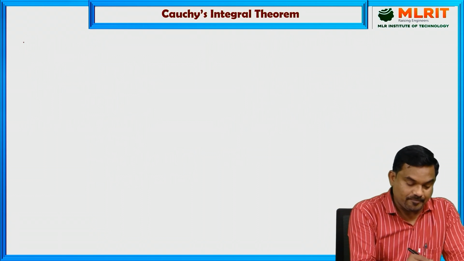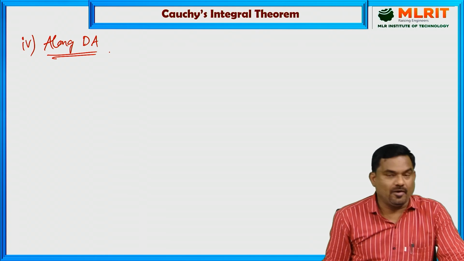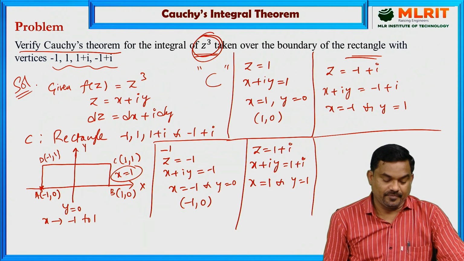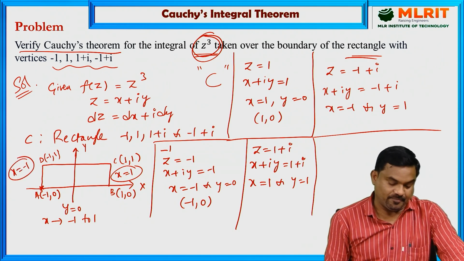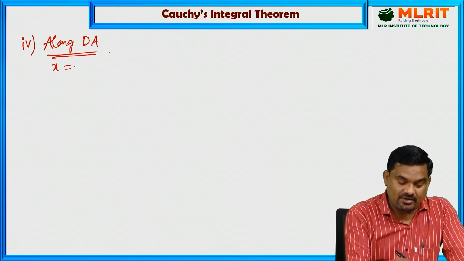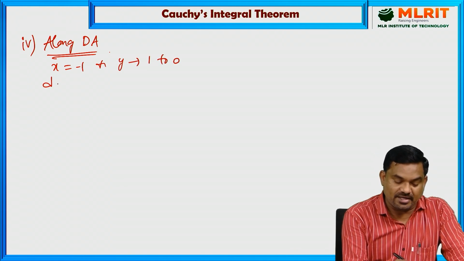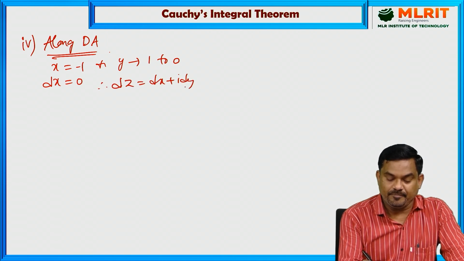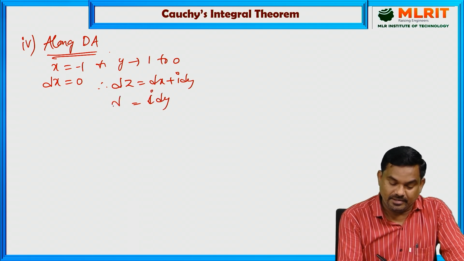Now, the fourth one, along DA. Now, along DA, once again go back to the curve. Along DA, here the x value is fixed, x equal to minus 1 and y changes from 1 to 0. If x is minus 1, dx will be 0. Therefore, dz is dx plus i dy, which is, since dx is 0, i dy. dz is i dy.